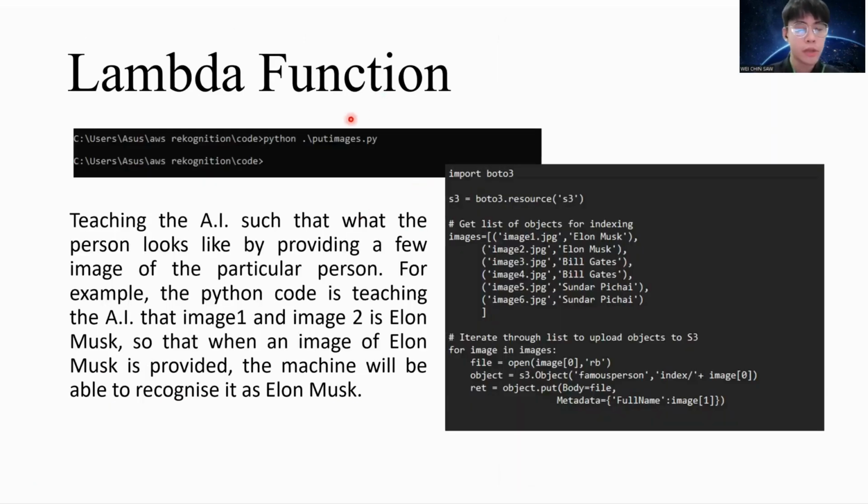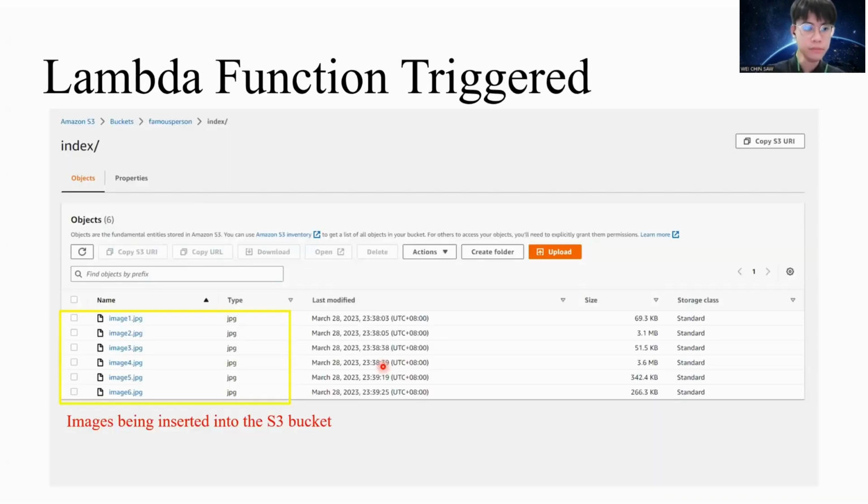After we create the trigger in the Lambda, we go back to the console. Now we have to train the Rekognition. This is the put image script, put_image.py, and we run this script using Python. This step can train the system to recognize whose image it is. Inside this triggered Lambda function, we can see that the image is being inserted into the S3 bucket.